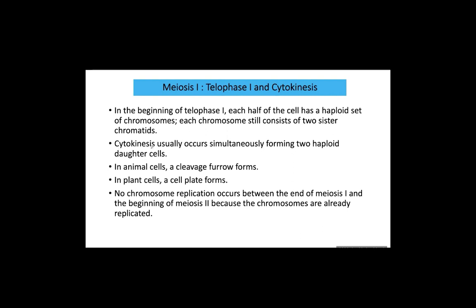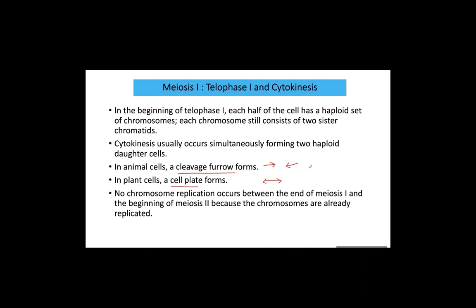Cytokinesis occurs simultaneously, forming 2 haploid daughter cells. In an animal cell, a cleavage furrow forms. In the case of a plant cell, a cell plate forms. So the formation is different: in animal cells it goes from outward inward, and in plant cells it goes from inward toward outward.